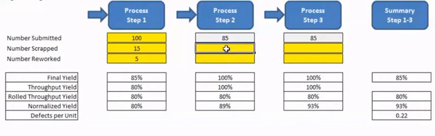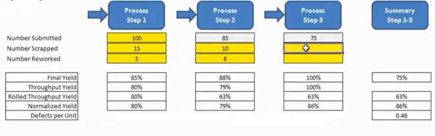And let's suppose that in step 2 I scrapped 10 and I had to rework 8 additional units. My final yield is 88%. My throughput yield now is 79%. And when I multiply 80% and 79%, I have a rolled throughput yield of 63%. I had 85 units, I lost 10 to scrap. That gives me 75 units going into step 3.